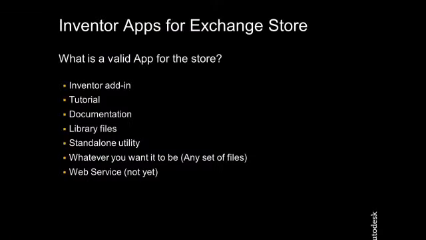So the last thing we wanted to talk about is how you can create hubs that can be placed online on the Inventor Exchange store. So the first thing you may wonder is, what is a valid hub for the store? Well, this might be multiple things. An Inventor add-in, obviously, but as well it could be some tutorial or documentation file, some library that correspond to an existing application, a standalone utility based on Apprentice, for example, or actually whatever set of file you want it to be. And we think about providing the ability to put web services, not now but in the future.